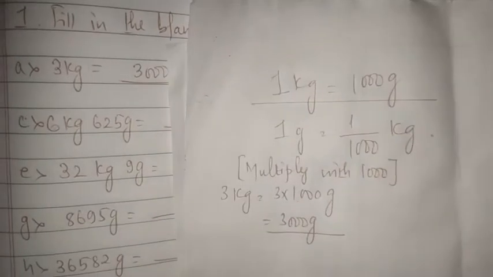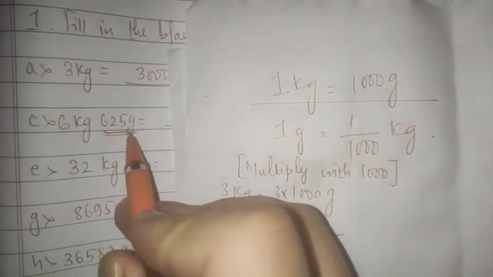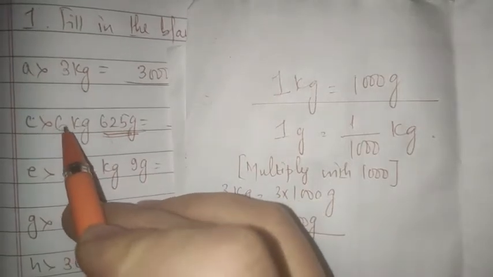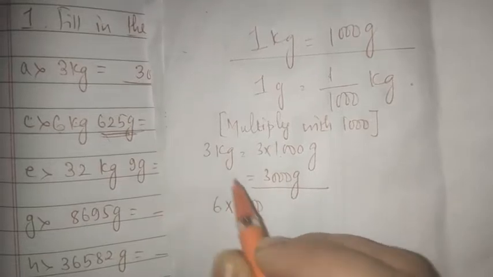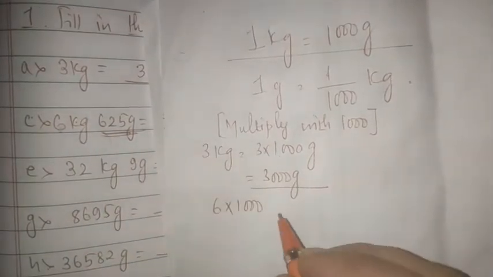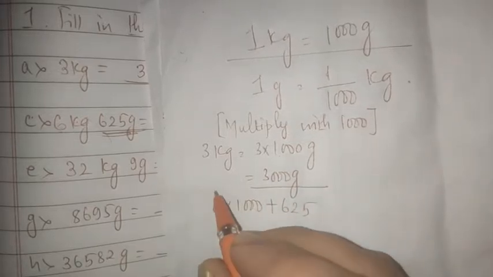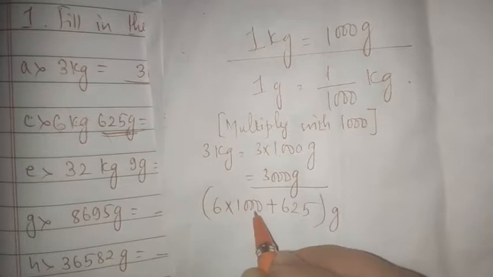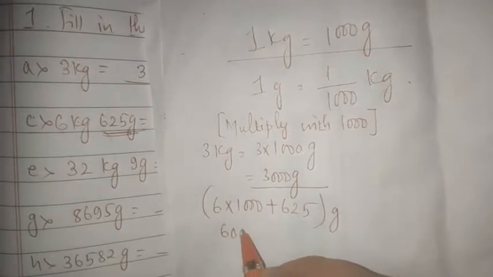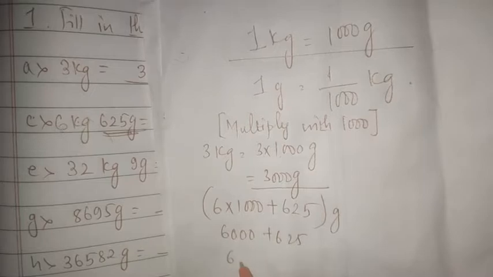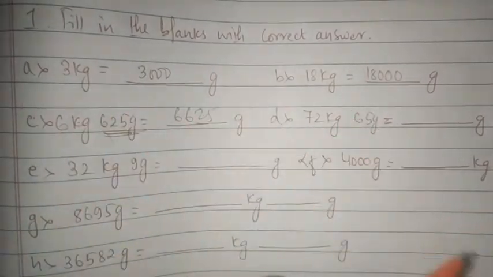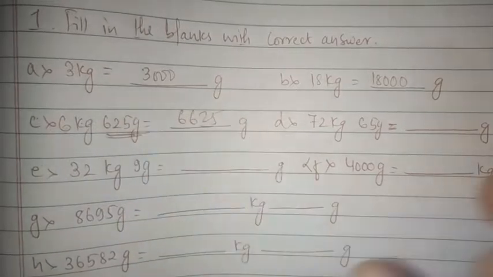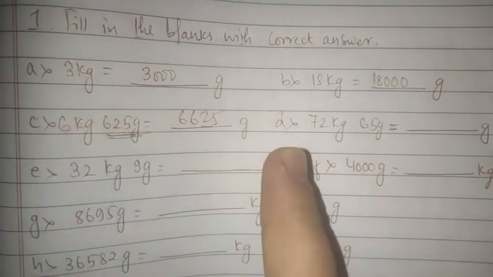So here 625 is already in gram, so the only thing that needs to be converted into gram is 6 kg. First you'll do 6 into 1000, then in between you'll put plus 625. So this whole will be converted into gram. Now simplify: 6 into 1000 is 6000 plus 625. The answer is 6625 gram. I hope you are understanding this. Convert the kg into gram, multiply with 1000, 6000 plus 625.